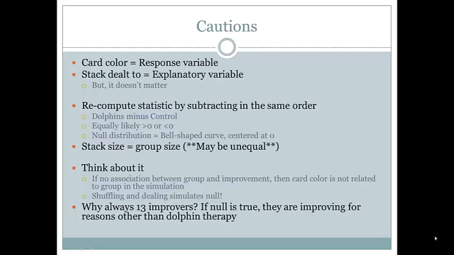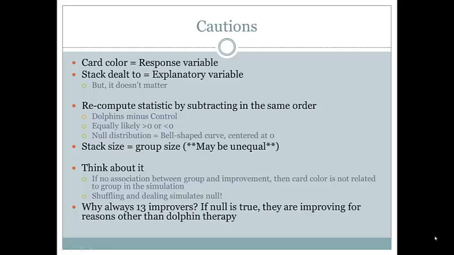Another important point. The stack size, or the stack you're dealt to, is going to represent the group size. Now, in this example, there were 15 people who swam with dolphins and 15 who didn't, so the group sizes were the same. That will not always be the case. They may be unequal. Very common mistake for students is to try to make those equal. Make sure that your simulation matches the study.